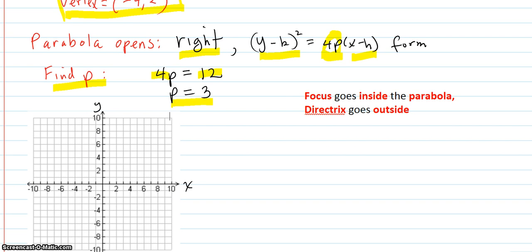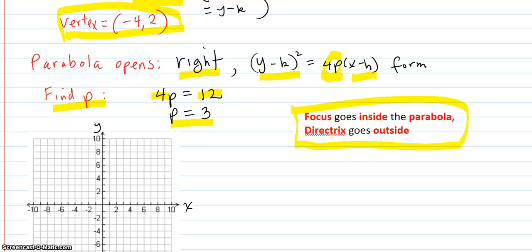And now we just have to remember that the focus goes inside the parabola and the directrix goes outside. So first thing we do is mark off our vertex at -4, 2. So it's not at 0, 0 this time. It's at -4, 2. That's the vertex. And then from there, we're going to make a real light sketch of an opening to the right. So just like this. It's not the official curve yet, but it just indicates where we're going to put the directrix and the focus.